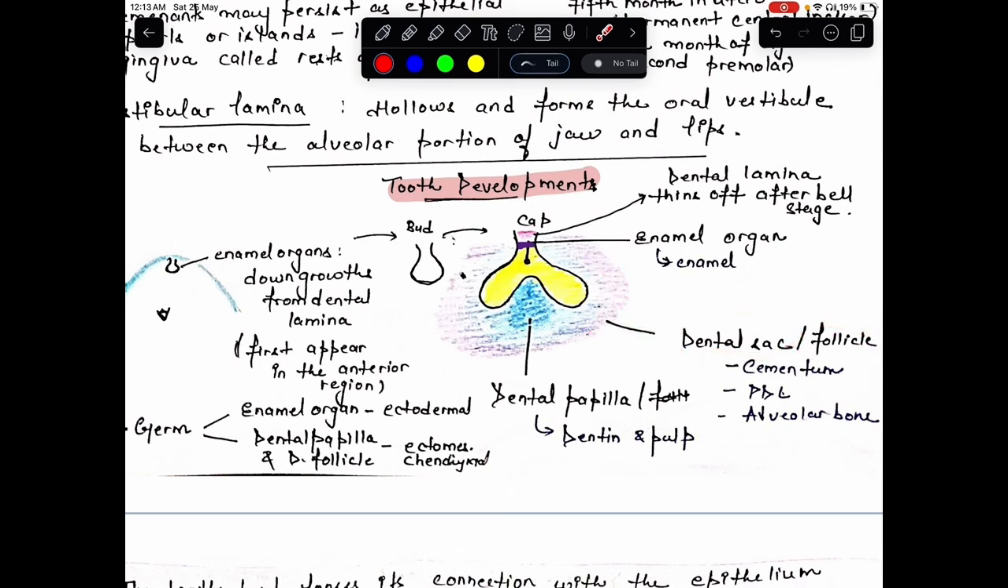All right. Now this tiny tissue is the dental lamina, which attaches the tooth germ to the oral cavity and the oral ectoderm. When the tooth germ is completely ready, it is in a bell shape. You will see later on the structure and the development of the tooth.